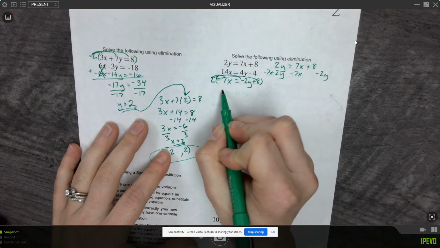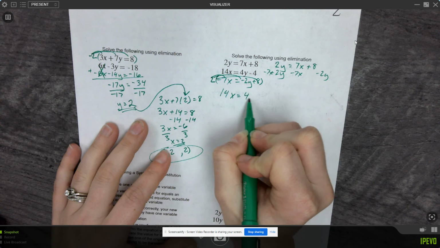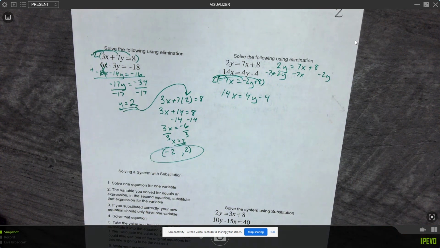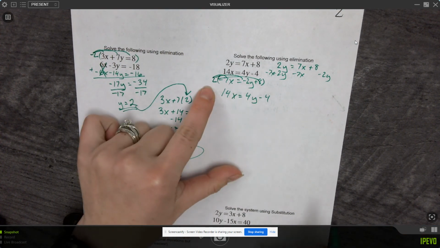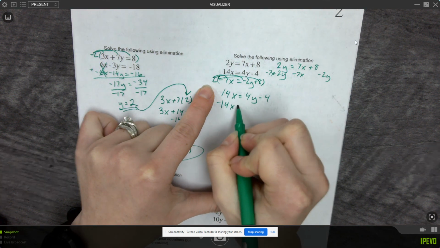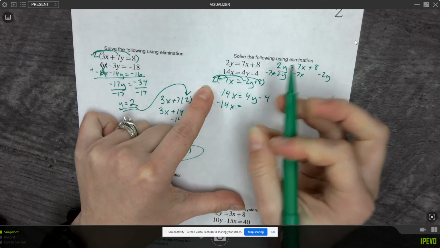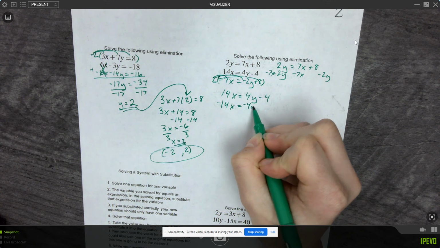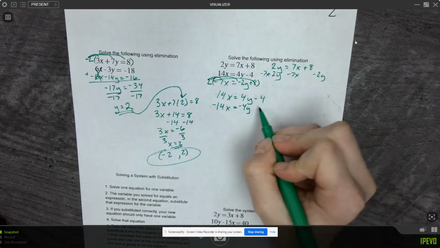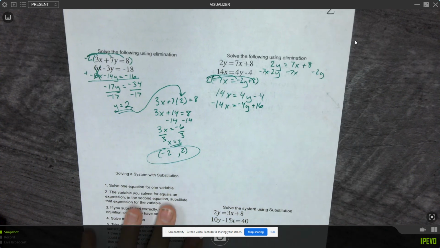So I'm going to rewrite this top equation. It's not going to change, just so that I have it in a nice place. And then I'm going to distribute this 2 to become negative 14x equals 2 times negative 2 be negative 4y, and 2 times 8 is 16.